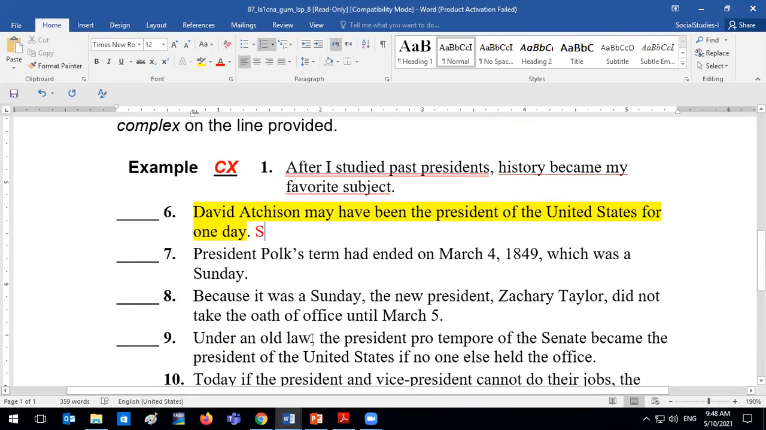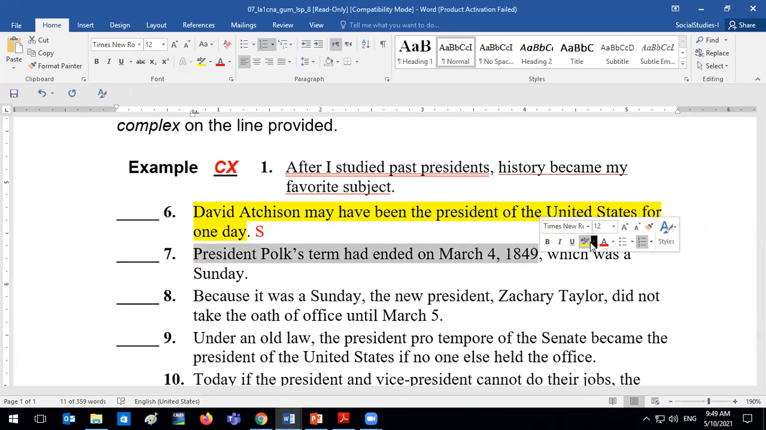Okay, let's do number seven. Okay, Awad, please go ahead. President Polk's term had ended on March 4th, 1849, which was a Sunday. It's going to be a complex sentence. Good. Now here, we're going to first underline the independent clause once and the subordinate clause twice. Can you identify for me the independent clause? President Polk's term had ended on March 4th, 1849. Good. This is my independent clause.